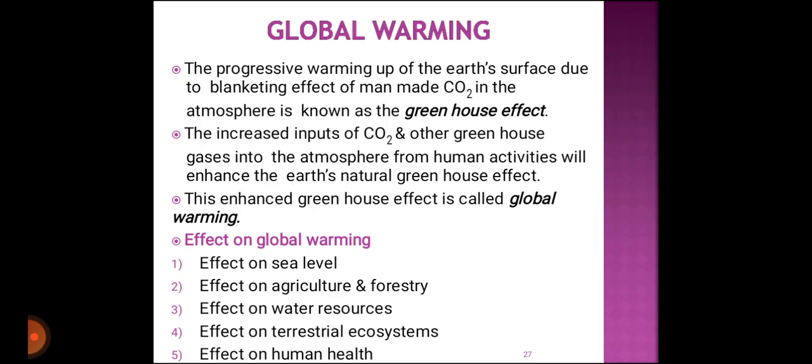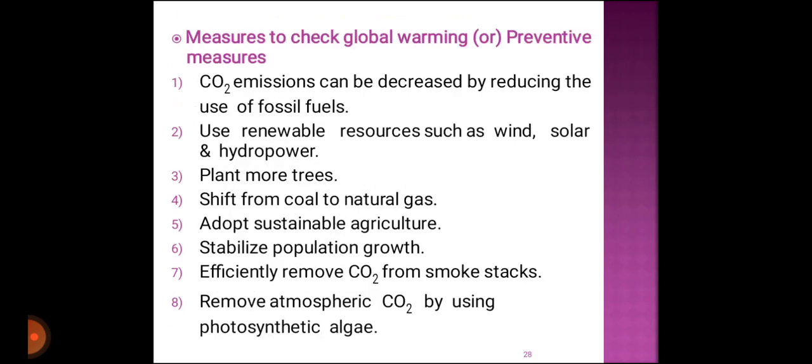How can we check global warming, and how can we prevent it? Carbon dioxide emissions can be decreased by reducing the use of fossil fuels. Fossil fuels means coal, petroleum gases and diesel. So we have to avoid their heavy usage. Use renewable resources such as wind, solar and hydropower energy to reduce global warming.